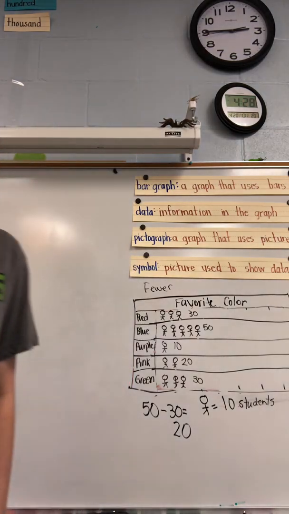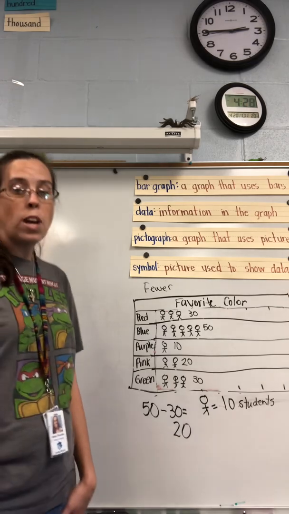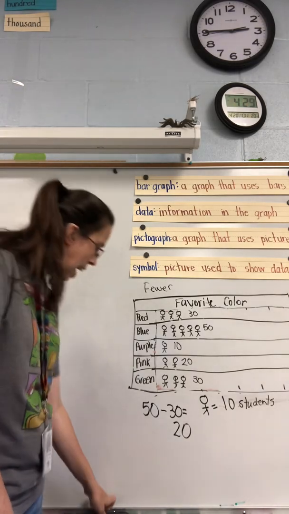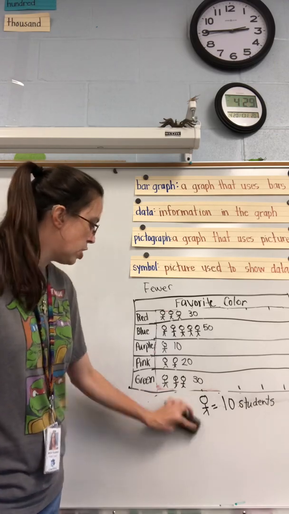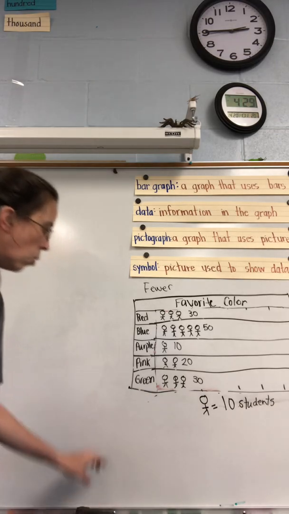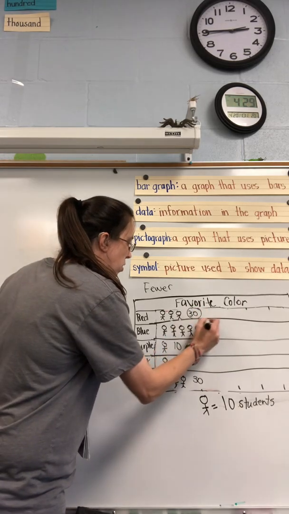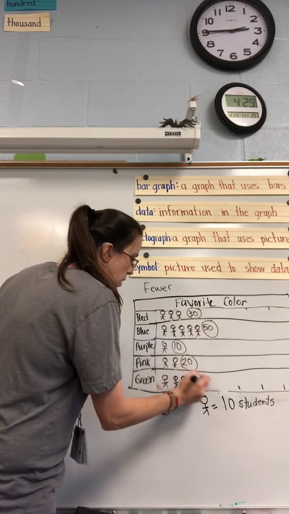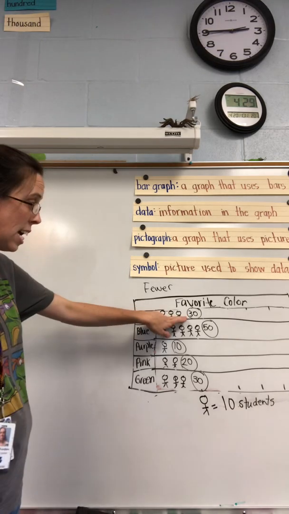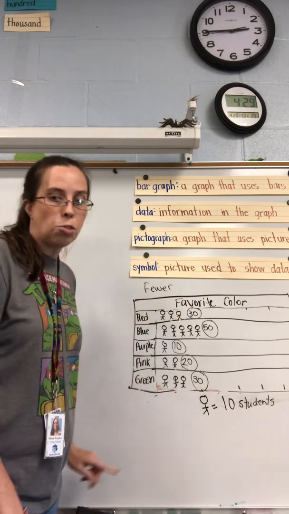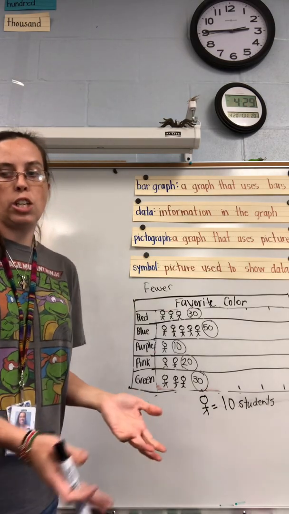Let's see what some of the other questions look like. On which two colors did this have the same number of students? Well, if I look at all my numbers that I wrote out here beside it, maybe I'll circle them so they're a little easier to see. I see that red had 30, and I also see that green had 30. So red and green had the same number of students that chose that color.